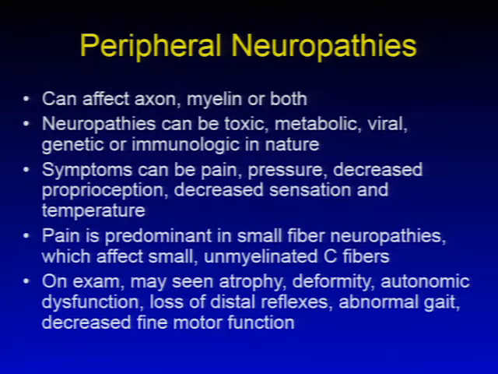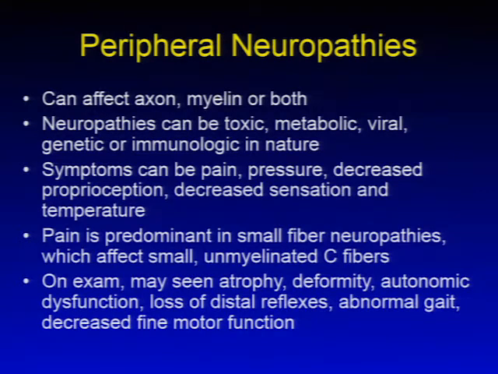So moving from neuropathic pain states to neuropathies, we're going to discuss now peripheral neuropathies and different mechanisms and why this is thought to occur. Peripheral neuropathies can occur in the axon, in the myelin aspect of the nerve, or both. Neuropathies may be toxic, metabolic, viral, genetic, or immunologic in nature. Symptoms can be pain, pressure, decreased proprioception, decreased sensation, and temperature. The pain is predominantly thought to originate from small fiber neuropathies and the small unmyelinated C fibers.